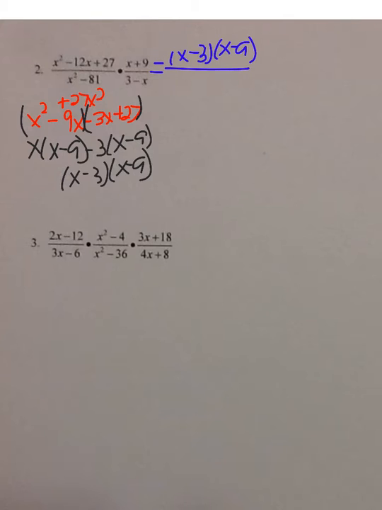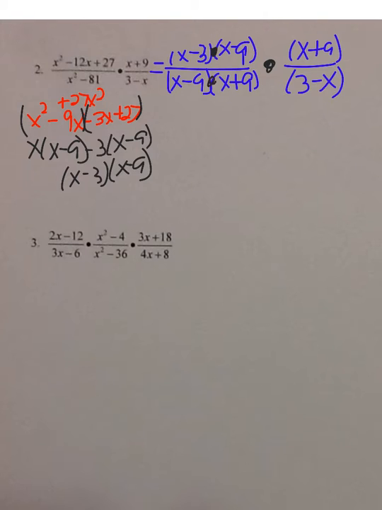In the denominator, I see I have x squared minus 81. That's the difference of two perfect squares. So that's (x minus 9)(x plus 9). And now I have times. Now let's go to our second fraction. I have x plus 9, which cannot be factored, so I'm going to put parentheses around it. 3 minus x cannot be factored, so I'm going to put parentheses around that. So I have (x plus 9) and (3 minus x). I have multiplication in between these factors here.